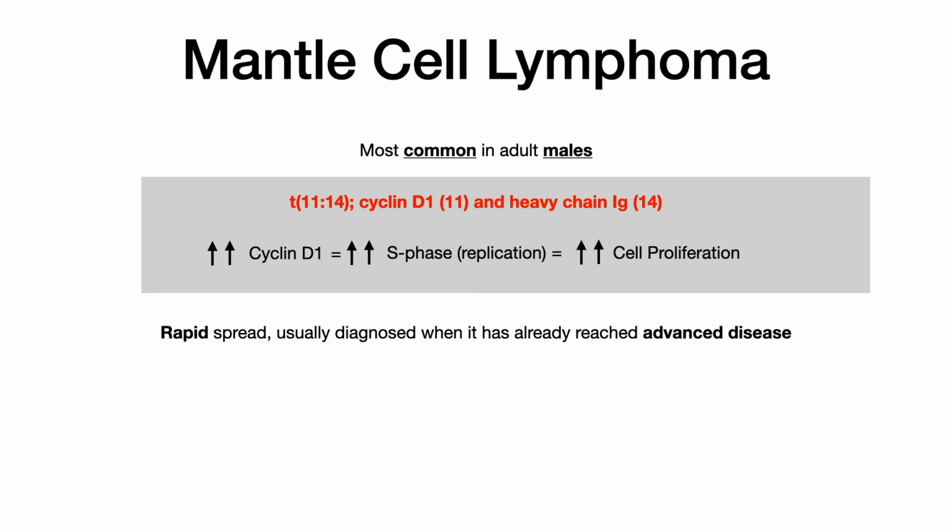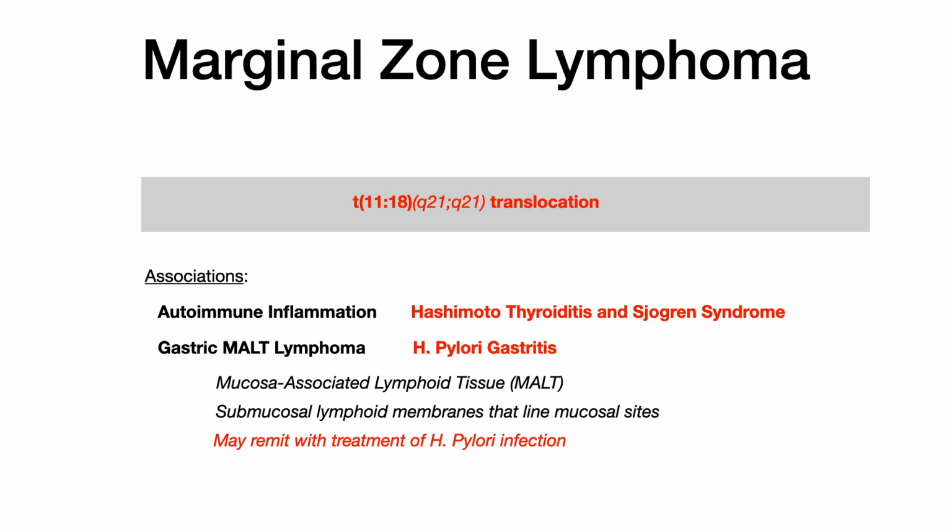I have a mnemonic for you, but we'll come back to it after we talk about marginal zone lymphoma. So marginal zone lymphoma is due to a chromosomal translocation between 11 and 18. Now, occasionally they'll write out something after the 11-18 translocation, and it might say Q21, Q21. Don't worry about that. This is an 11-18 translocation. That's what you need to know if you're studying for boards.